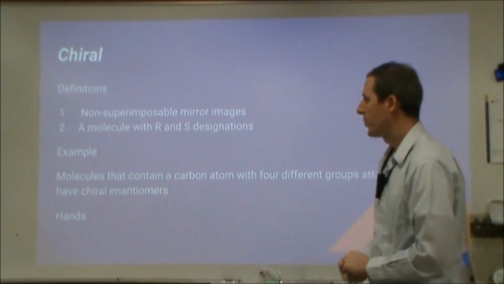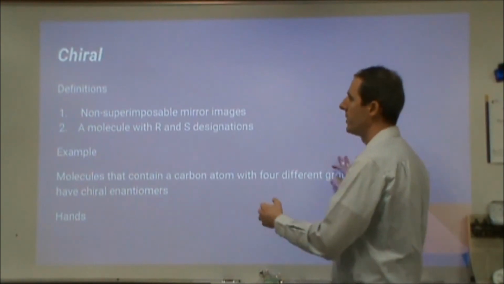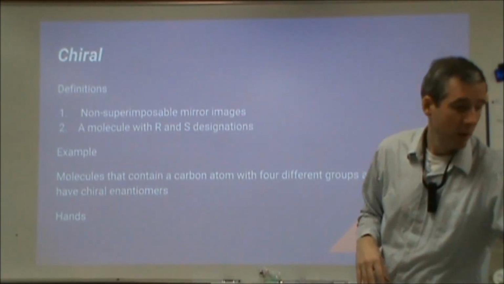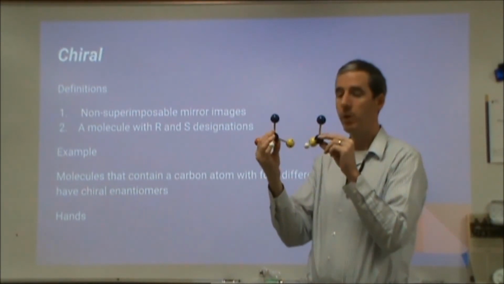So to look at enantiomers, we're going to have 3 terms altogether. The first term is chiral. The definition of chiral is non-superimposable mirror images. And this we've just seen. So these 2 molecules are chiral in that they are non-superimposable mirror images.